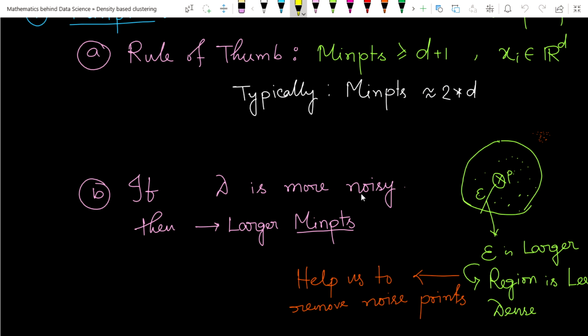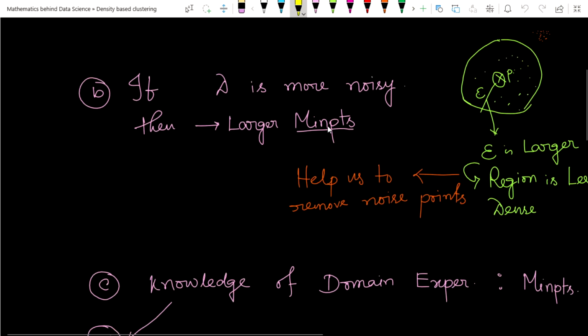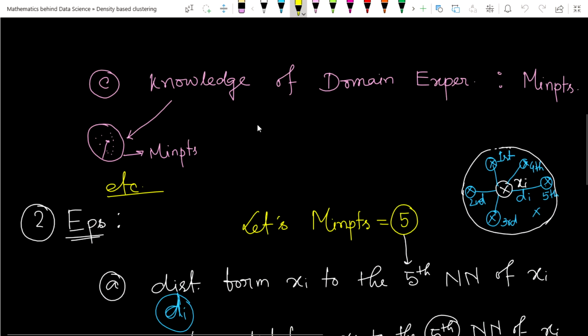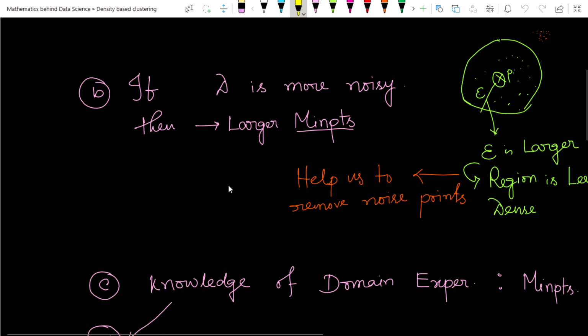Second, we choose based on the noise in our data set. If our data set is more noisy, then we have to choose a much larger min points value, because a larger value will help us remove the noise points. The third is the knowledge of the domain expert: simply ask the domain experts how many min points to use. There are also various other techniques, but in general these three are used.